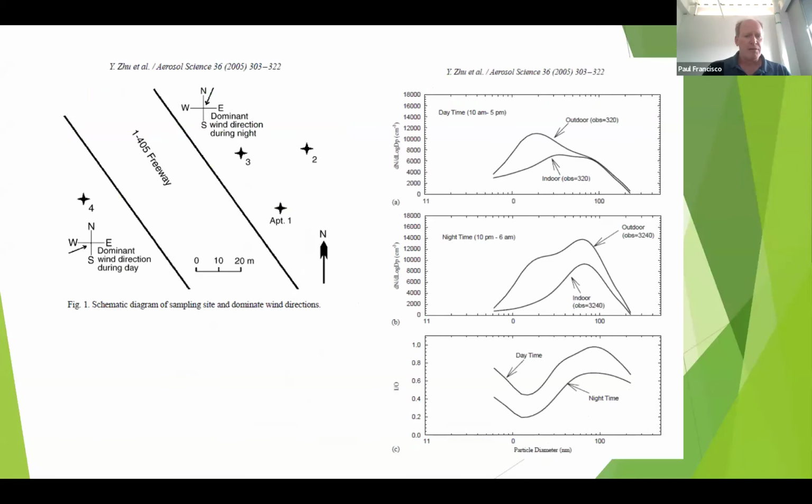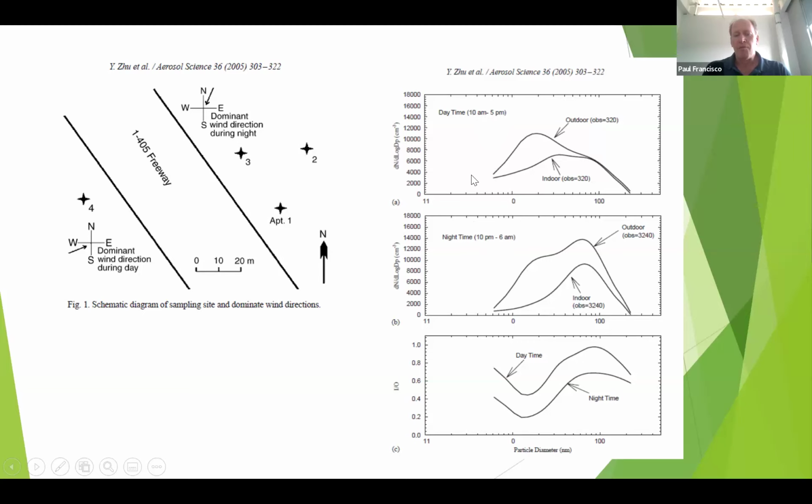The study, I believe, was in Los Angeles, done in papers from 2005, right near the I-405 freeway. So this is, again, looking at one of those non-wildfire, but much more common issues. And so the top graph, we've got, again, particle diameter, and then the number concentration. And we've got outdoor and indoor. This is from the daytime, 10 a.m. to 5 p.m. And then they got nighttime, 10 p.m.